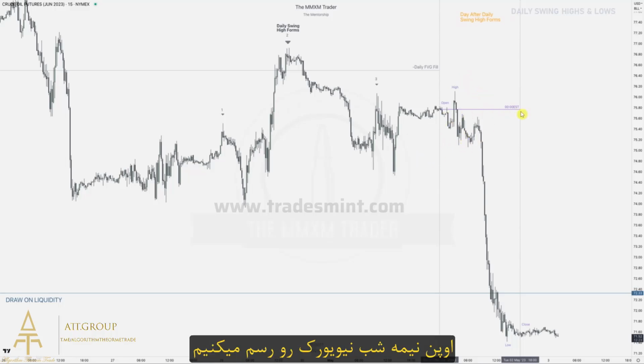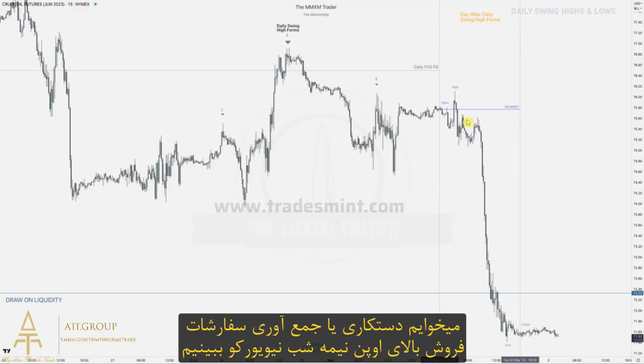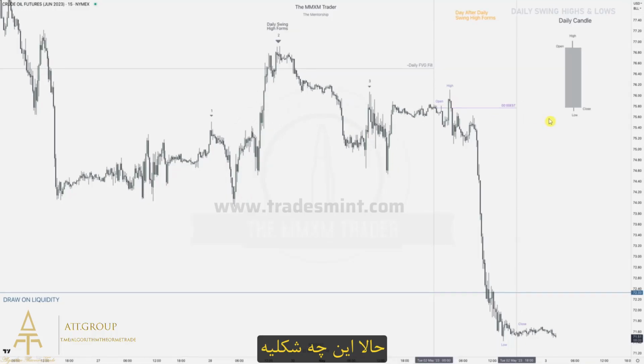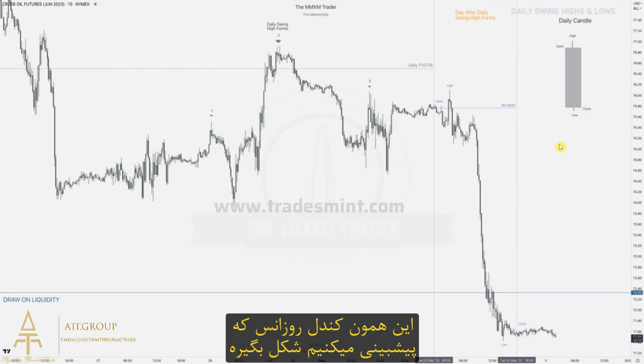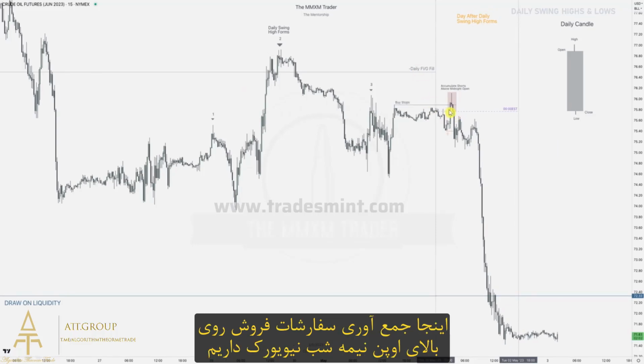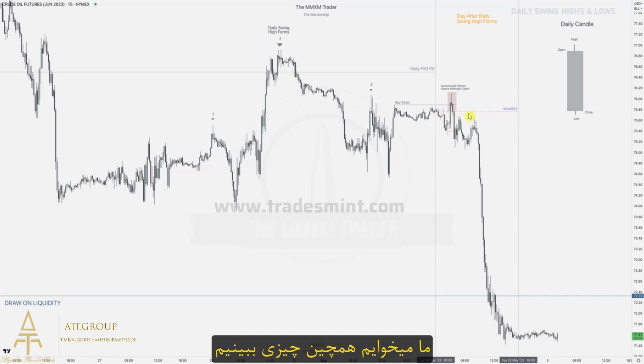So draw out your New York midnight opening price. We want to see a manipulation or accumulation of sell orders above this New York midnight price line. What does that look like? Open high low close. So this is the daily candle we are anticipating to form. Over here we've got that accumulation of shorts above that midnight opening price. This is what we want to see, and then we've got that break of structure lower.